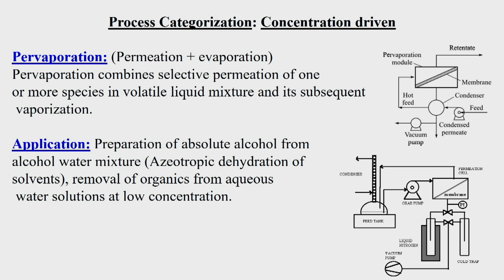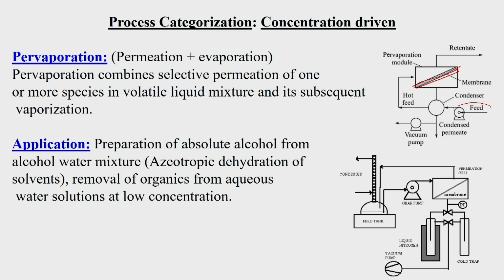Then another process is pervaporation, which is nothing but permeation followed by evaporation. So, pervaporation combines the selective permeation of one or more species in a volatile liquid mixture and its subsequent vaporization. Suppose this is the membrane, and we have this hot feed. We will be discussing this in detail.